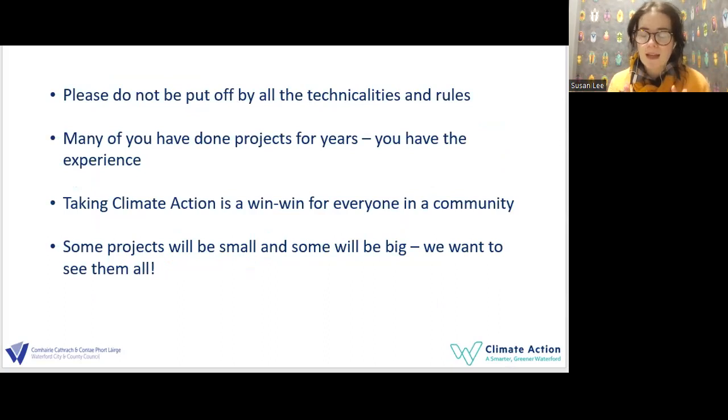And although medium and large projects are prioritised and the majority of our funding will be going towards them, we want to see small projects too. We want to see them all, the small, the medium and the large.